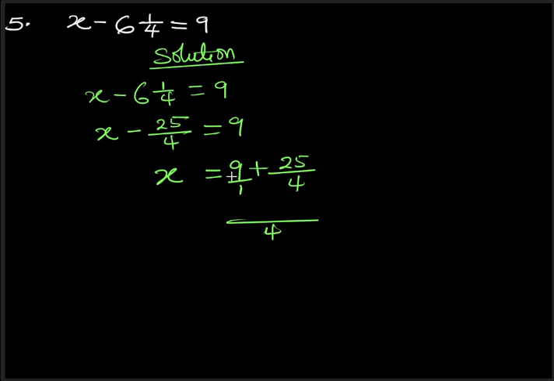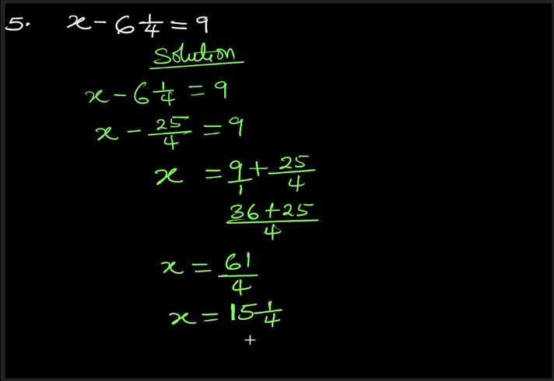1 times 4, 4. 4 times 9, that will be 36. Plus 4 into 4, 1. 1 times 25, that will be 25. So our x will be equal to 36 plus 25. That will give us 61. So that will be 61 all over 4. And we can change to a mixed fraction, our x being 15 whole number 1 all over 4.